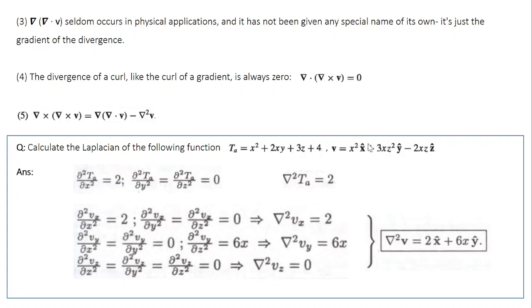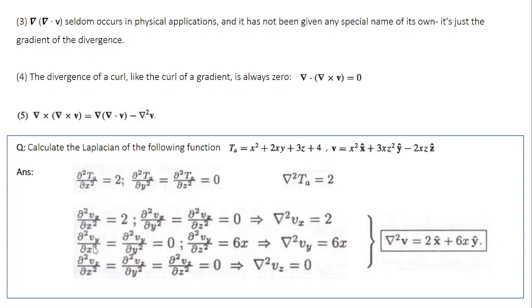Similarly, for the vector function, you have to find the Laplacian for the x component separately, the y component separately, and the z component separately. So let's first do the x component. ∂²vx/∂x², you get 2. Similarly, ∂²vx/∂y² will be 0. Similarly, ∂²vx/∂z² will be 0. So del square vx equals 2.